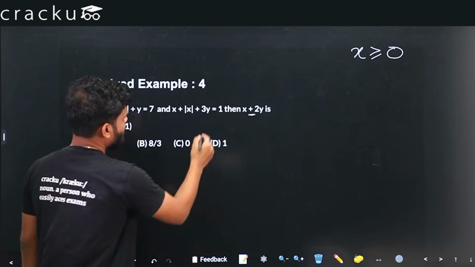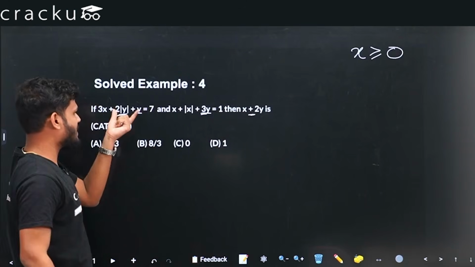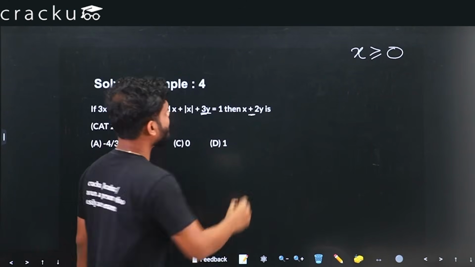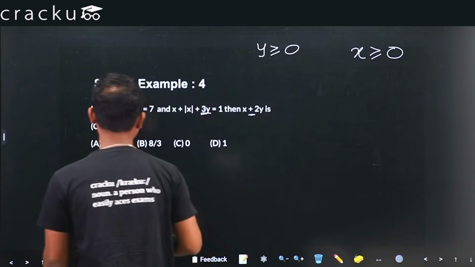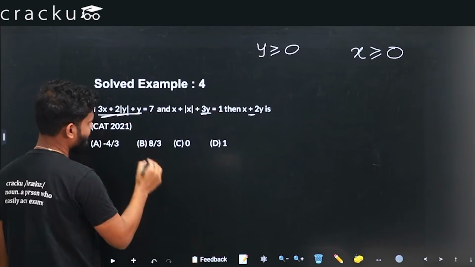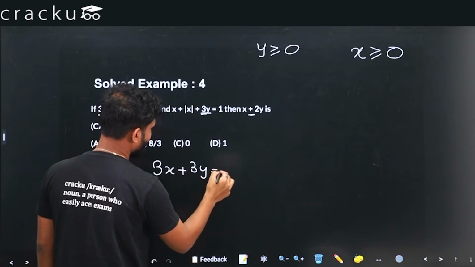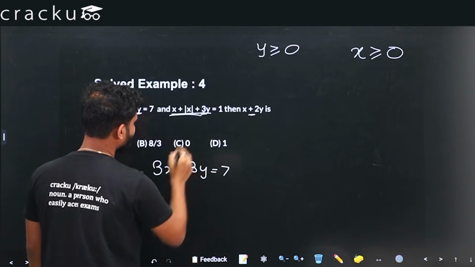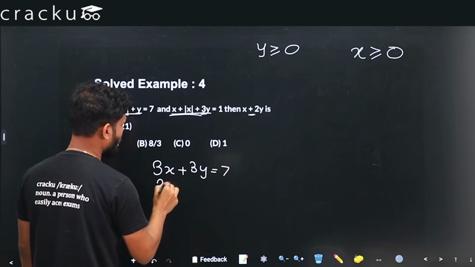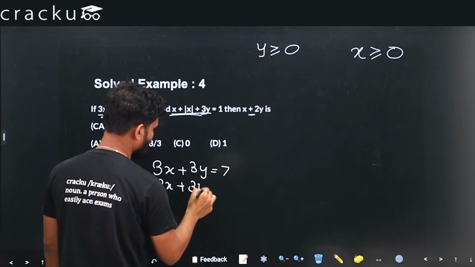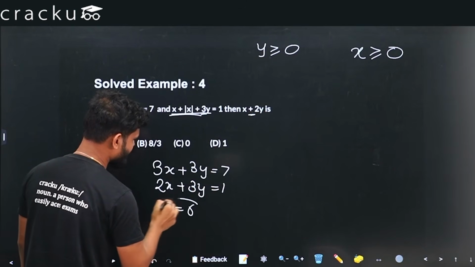If you see, we have 3y here and we have 2 of mod y plus y. Can I make this 3y? Yes. By what? By assuming y is greater than or equal to 0. If y is greater than or equal to 0, this will become 3x plus 3y is equal to 7, and since x is greater than or equal to 0, this will become 2x plus 3y is equal to 1. From here x will come to be 6.